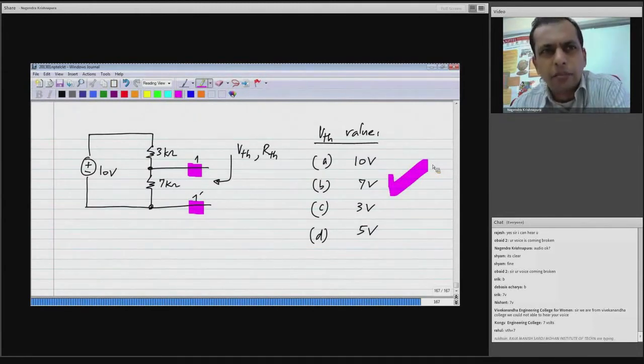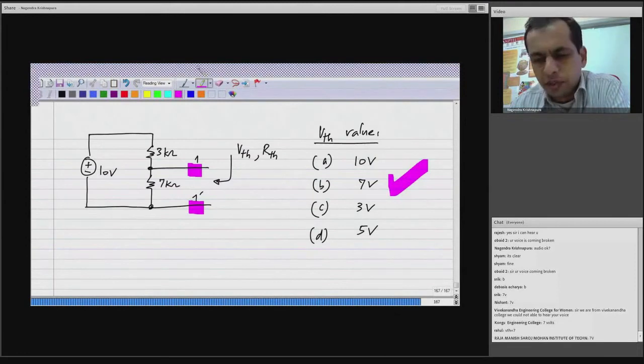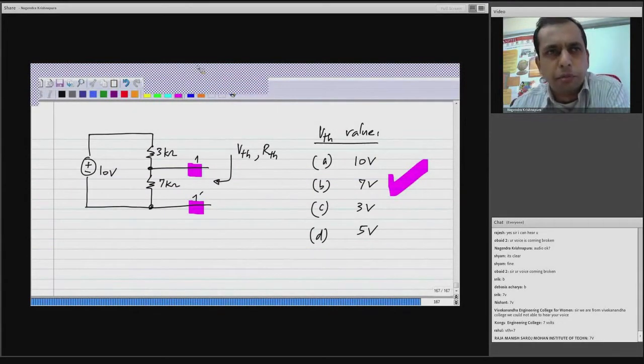Again, there are some complaints that audio is not okay, but it seems that many other people are able to hear. So the problem may be with your setup. Please try it again. Okay.